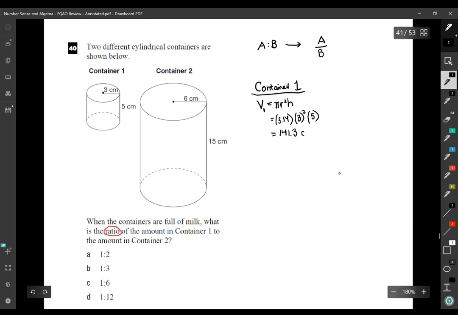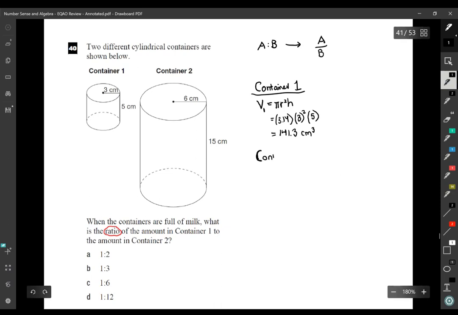141.3 centimeters cubed. Now remember, if you get a slightly different number, it's because you're using a different value for pi. I'm using an approximation for pi, 3.14. If you use the pi button on your calculator, then you probably got a slightly different answer. But that's okay. Don't worry. It should work out to give you the same ratio. So let's do container 2.